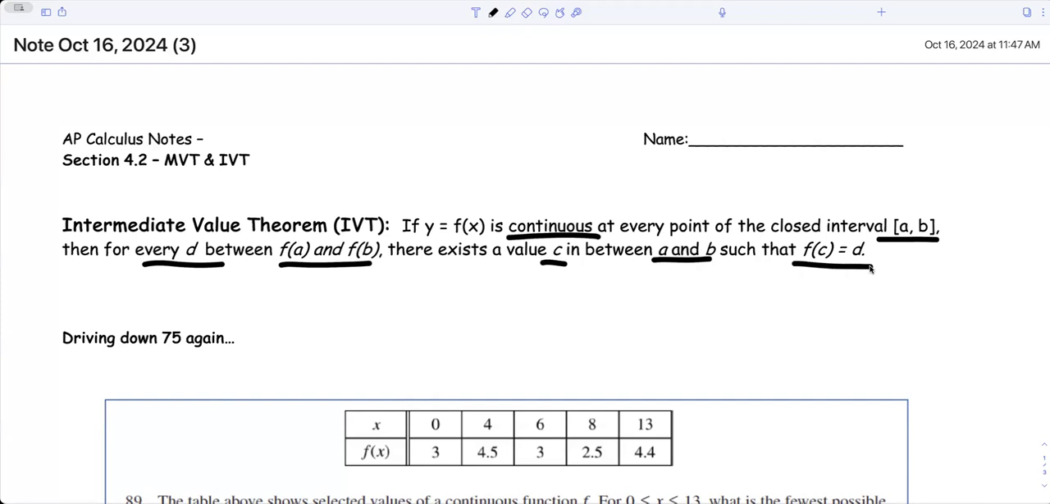Okay, so let me translate that for you. Basically what it says, if the function's continuous and it goes from one endpoint to the other endpoint, it's got to pass through every value in between those two endpoints.